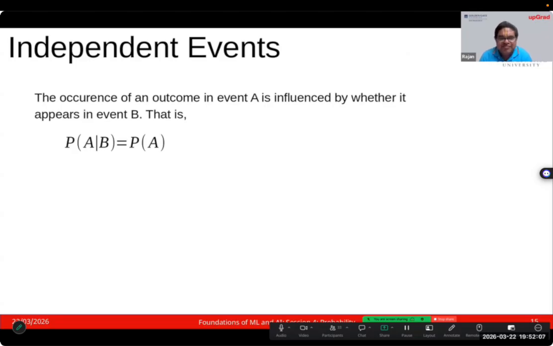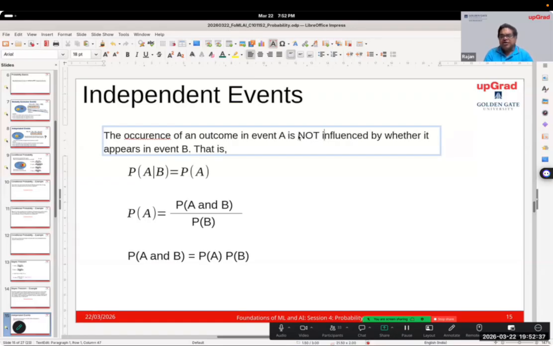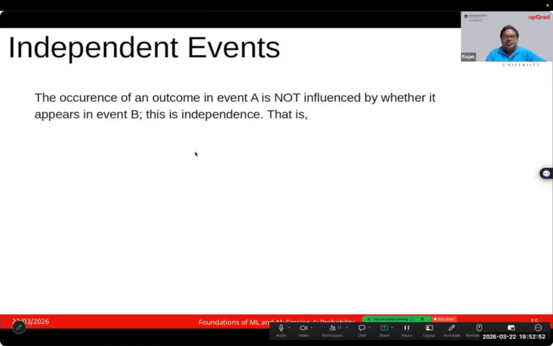So we will finish this first. Independent events. The occurrence of an outcome in event A is not influenced by whether it appears in event B or not. This is independence. Independence means the occurrence of an outcome in event A is not influenced by whether it appears in event B.